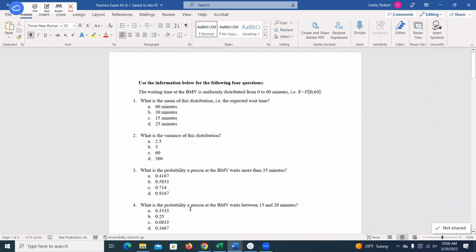We'll go through 3 quickly and then 4. On 3, I'm asking, what's the probability you're waiting in line more than 35 minutes? Once again, I've changed the numbers from the example we have here. If you go back through and work out these practice exam values, it might be helpful that I'm doing so with some different values here in class.